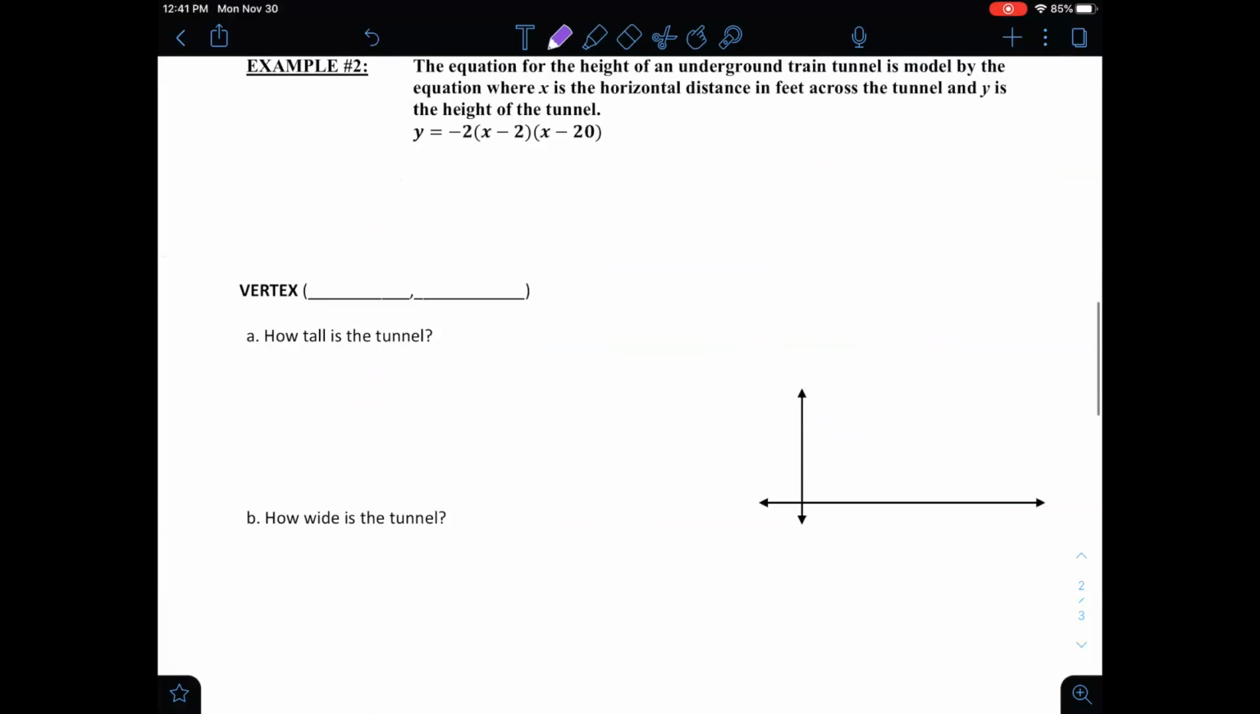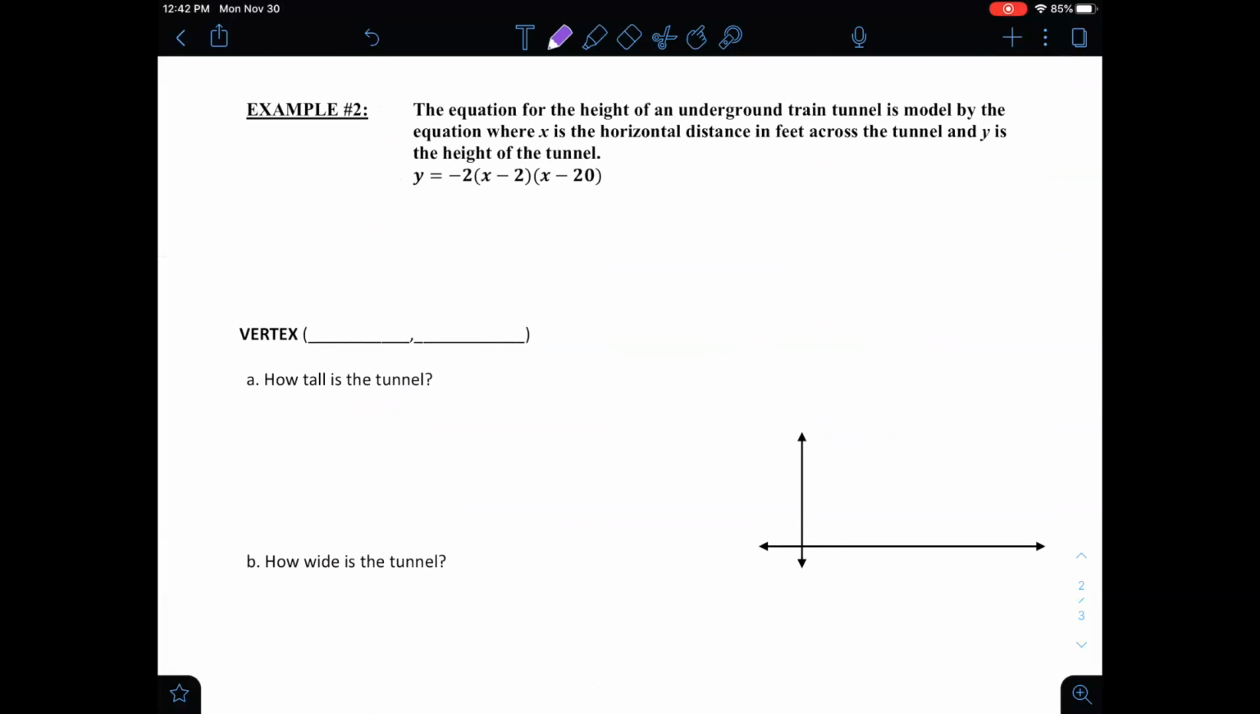Hard stuff. Here we go. This is example 2, but it's actually example 3. The equation for the height of an underground train tunnel is modeled by the equation where x is the horizontal distance in feet across the tunnel, and y is the height of the tunnel. And we have y equals -2 times the quantity of x minus 2 times the quantity of x minus 20.